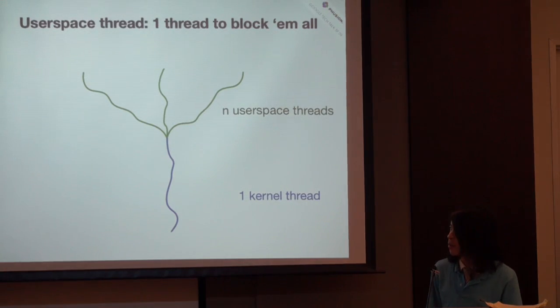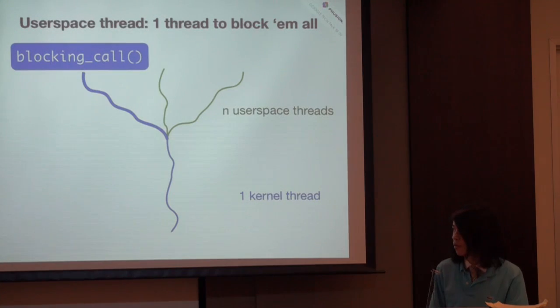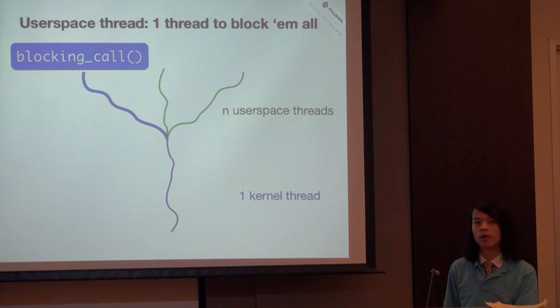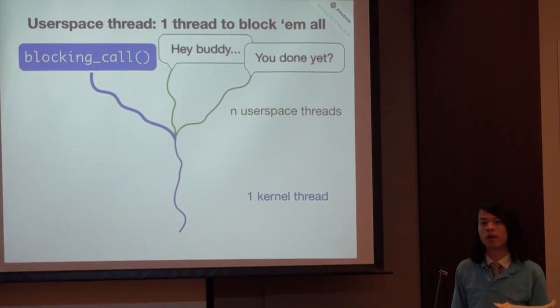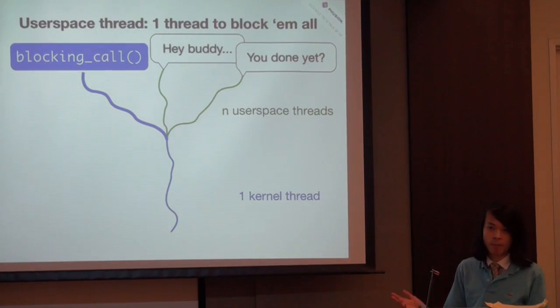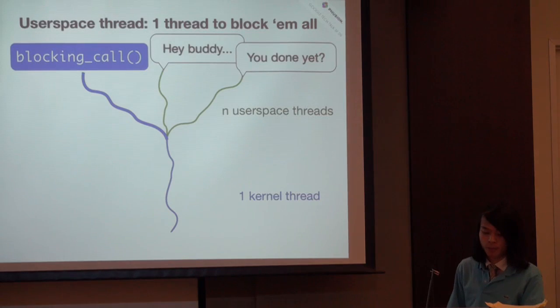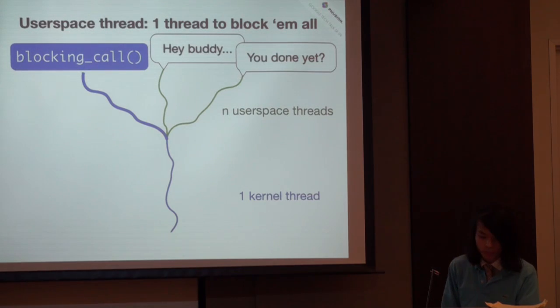And we need to solve this, in particular for I/O, but we'll get there in a few seconds actually. So to illustrate this, if you have a blocking call, for example, on the left-hand side thread over there, then all the other user space threads will have to wait until that blocking call finishes. And this may or may not be forever. So basically you're blocking the whole system.